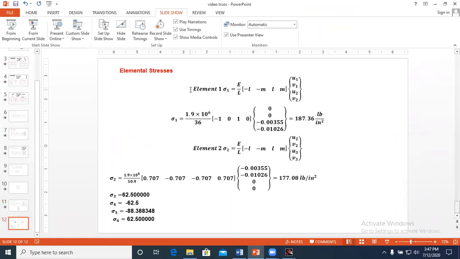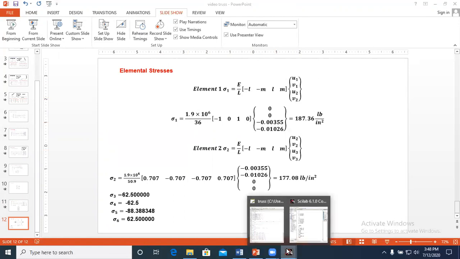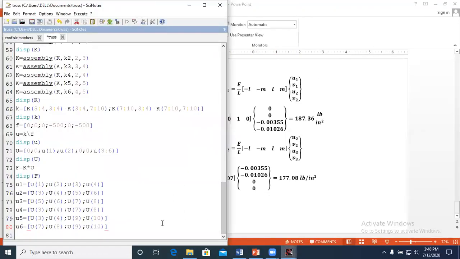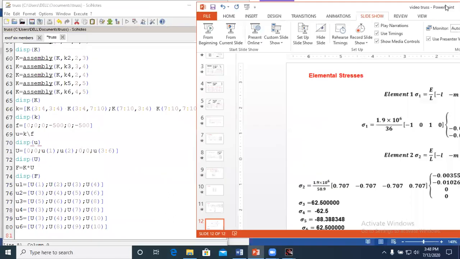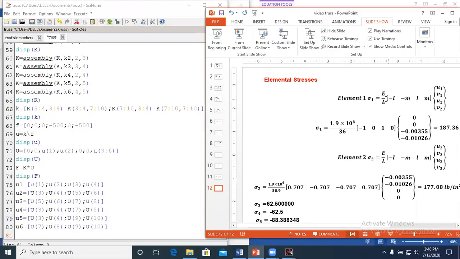Now this is the elemental stress. For element number 1, sigma 1 is equal to E by L into minus L, minus M, L, M, times U1, V1, U2, V2, that is the displacements of element number 1. And here it is calculated. Sigma 2 is the same thing, only these values will change. You have to do this operation 6 times, so I am going to define a function for that. In the function, we have to transfer E, L, theta and this U.